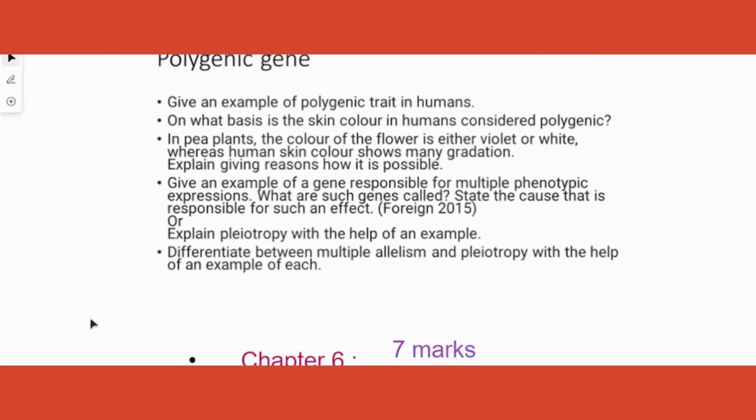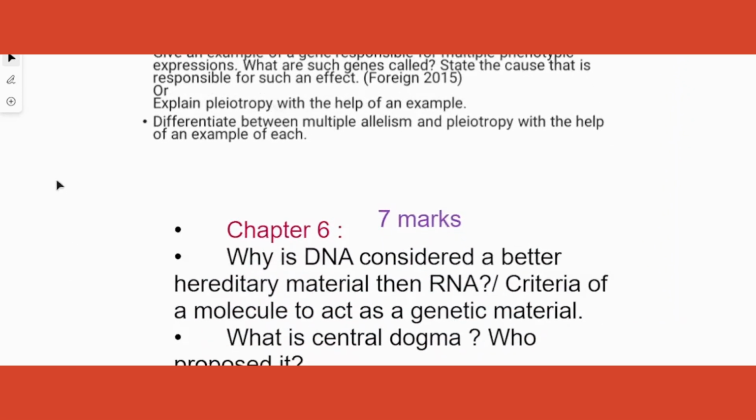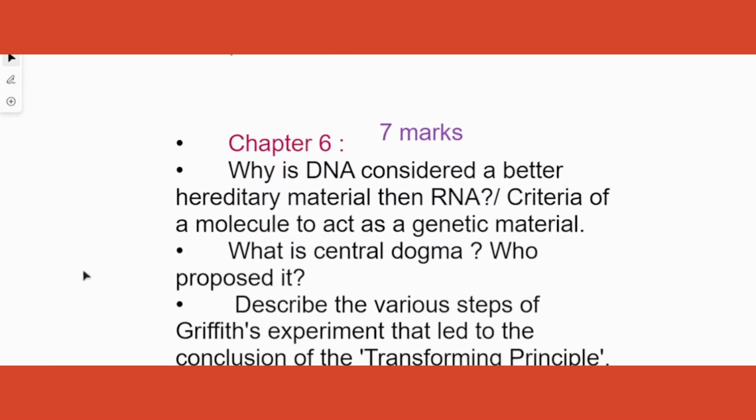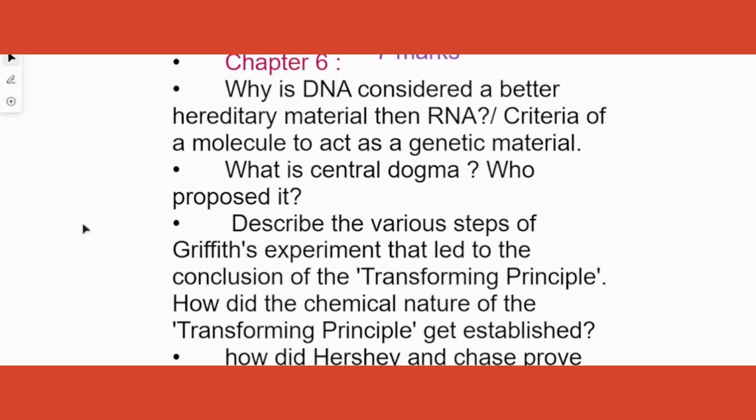Polygenic inheritance and all important questions I have put up. Coming to chapter 6, 7 marks again according to me. Again, this can come down to 5 marks or 4 marks if chapter 5 is taking up more marks. However, you're going to study this because this is also of high significance to you.